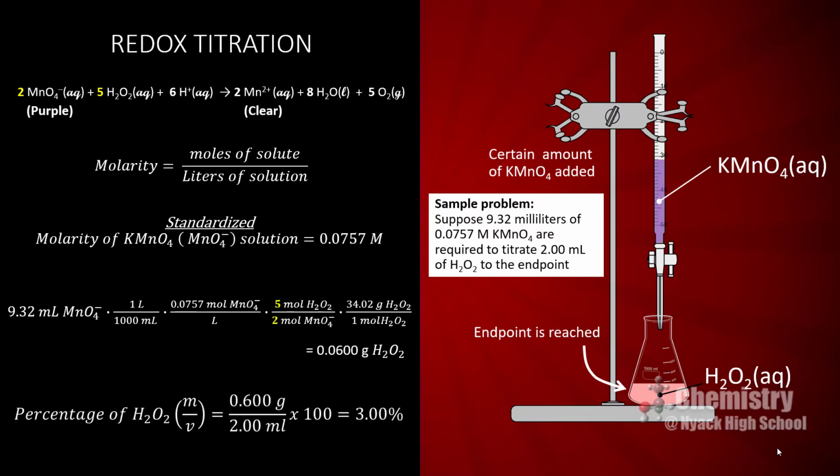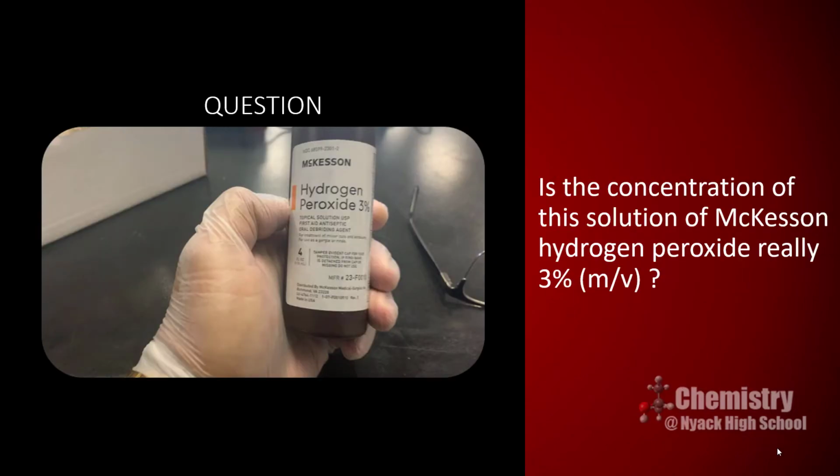The calculation of the percentage of hydrogen peroxide is as follows. We take the mass of the hydrogen peroxide solution and we divide it by the total volume, in this case 2 milliliters, and we multiply it by 100. This calculation yields a percentage of 3%. Utilizing the information from the data table, we will calculate the concentration of hydrogen peroxide in this bottle of McKesson hydrogen peroxide.